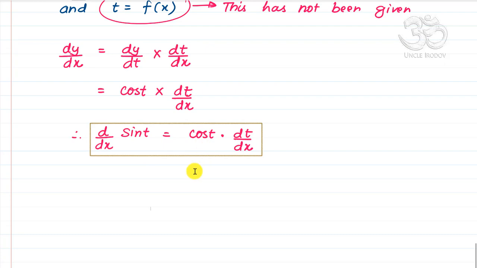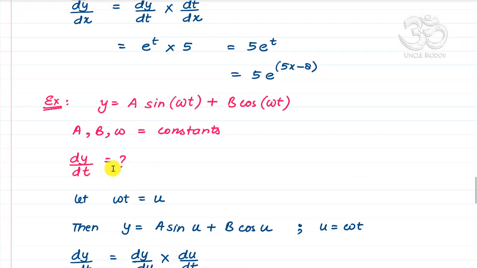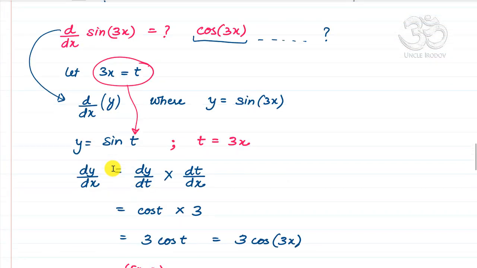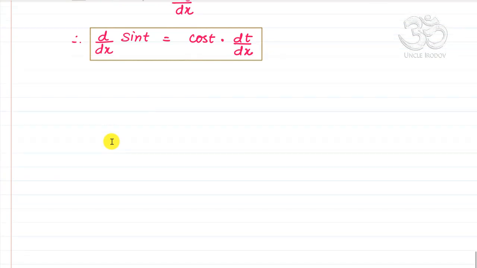Why am I saying this is the shortcut for chain rule? If I give you some expression like what I did earlier, the first one was sine 3x. So let me take that example. I had given you an earlier example about d by dx of sine 3x. So in your mind, you make the connection between this 3x and that t. And you say that, okay, this looks like this boxed formula.